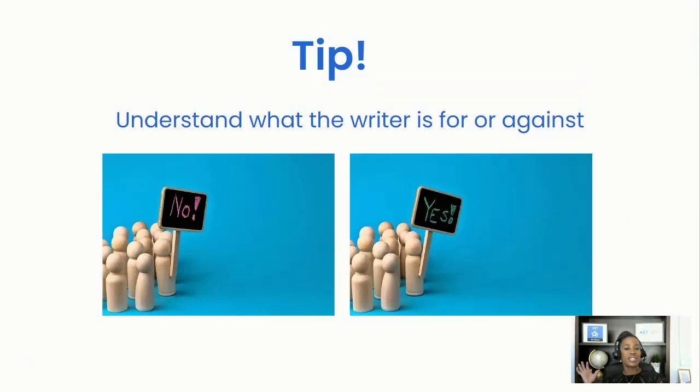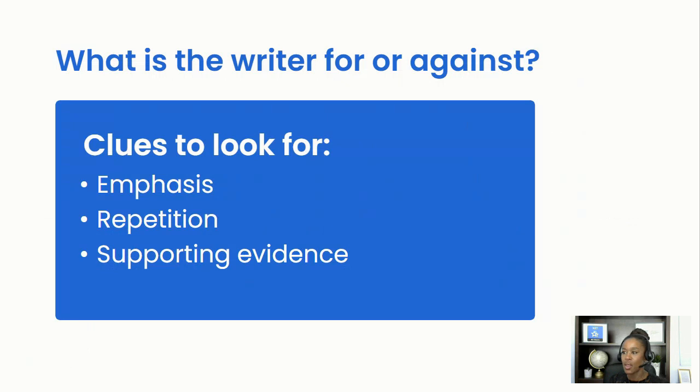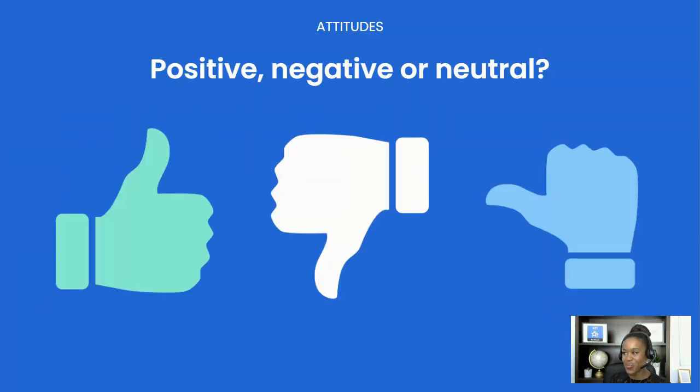Another quick tip for you. Try and understand what the writer is for or against. Are they giving something the thumbs up or the thumbs down? Quick idea to help you try and identify what the writer's opinion is. Some clues to look for are what do they emphasize, what do they repeat, and what supporting evidence do they give? Something to think about.